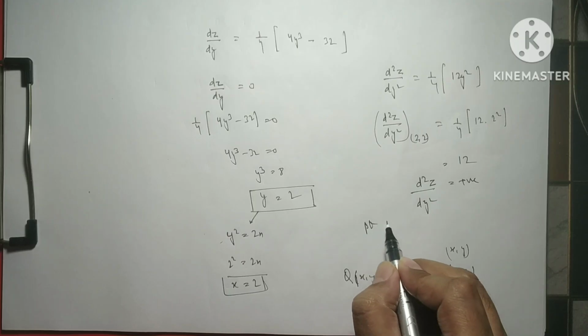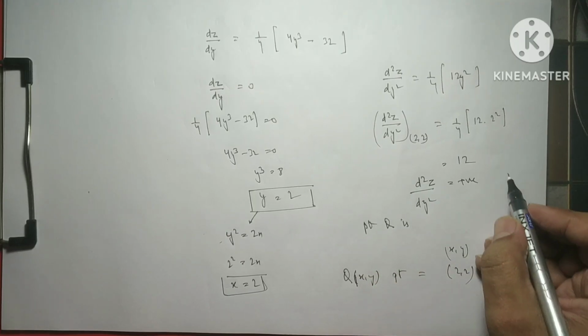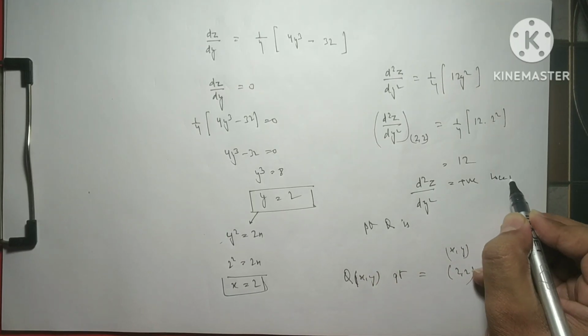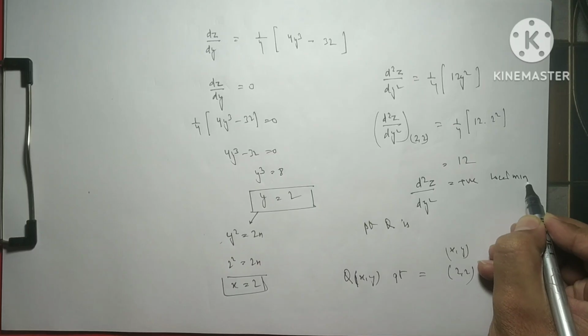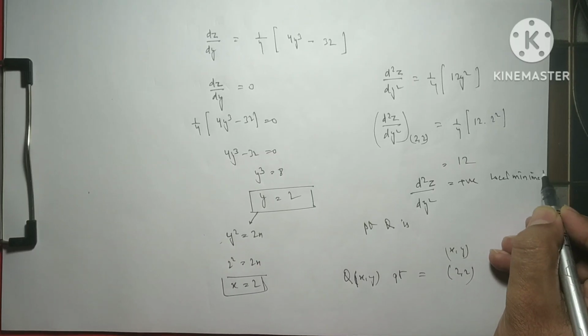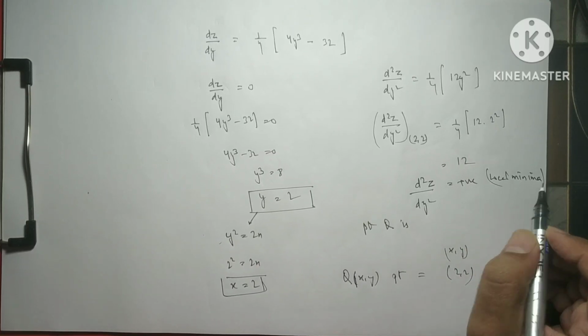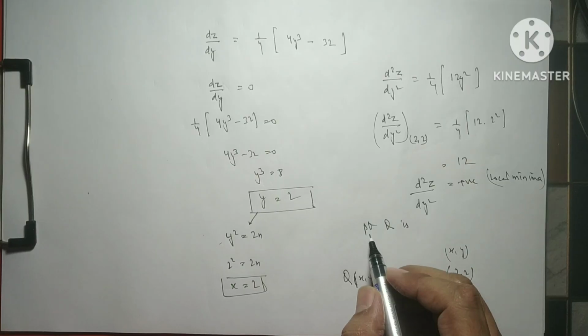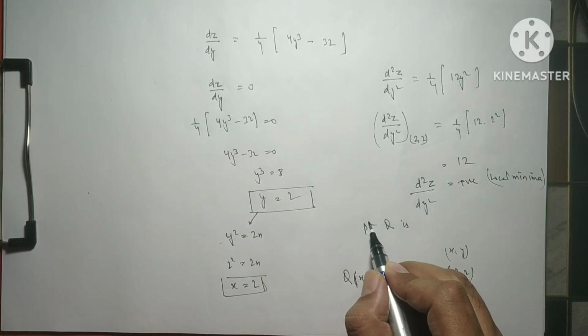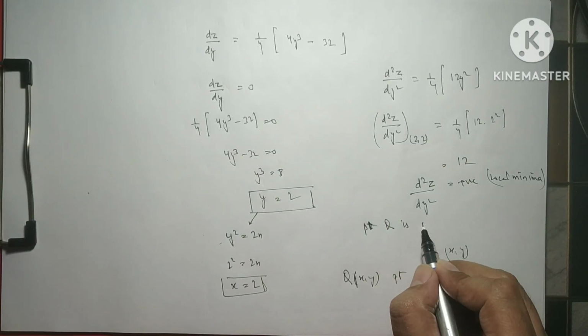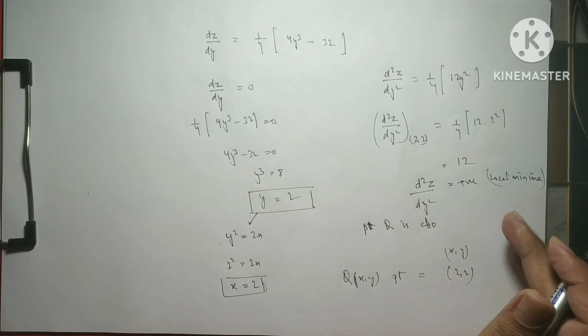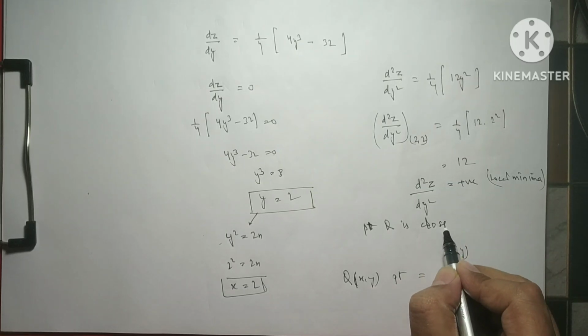Point Q is closest. This is local minima, it's a bottom value. So PQ, the point Q is closest. This is minimum distance.